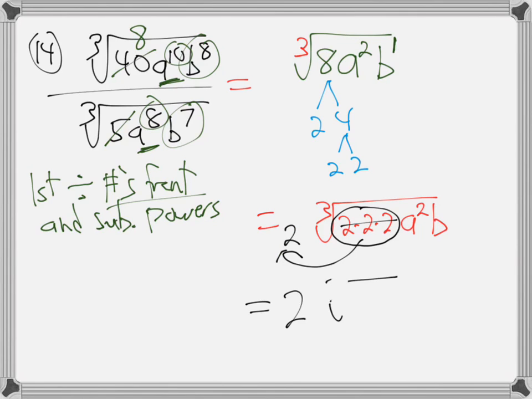cube root of, let me change the color here. And what's left inside the cube root? A squared b. Everybody see how that happened? Questions on that one? Why don't we do one more? That's all we got time for.